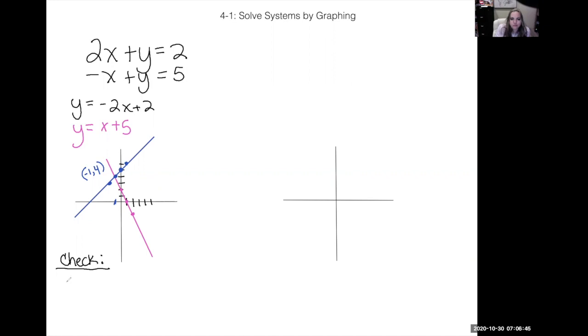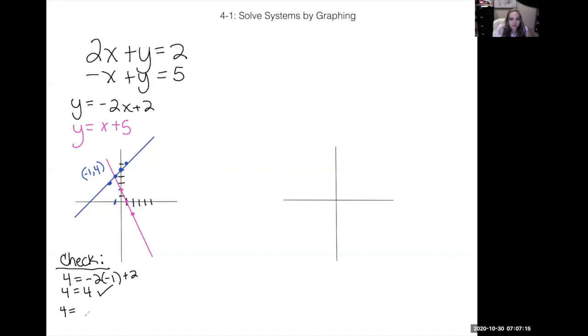I'll use, I guess, slope-intercept. So y is 4. So 4 equals -2 times x. X is -1, and then plus 2. 4 equals -2 times -1 is 2, plus 2 is 4. So that works. Let's check the other one.